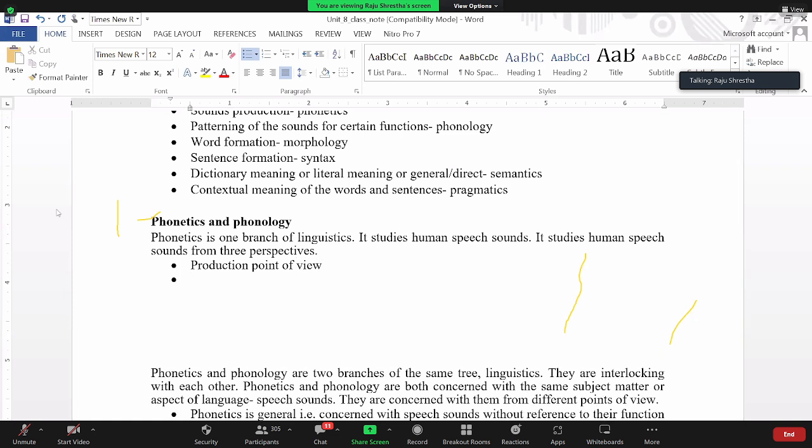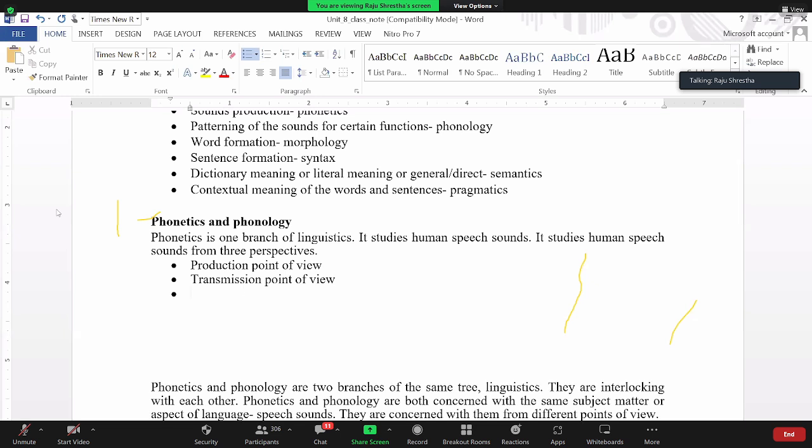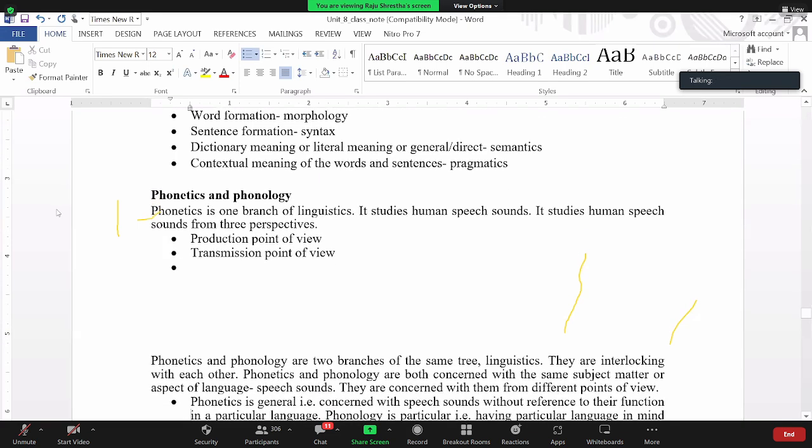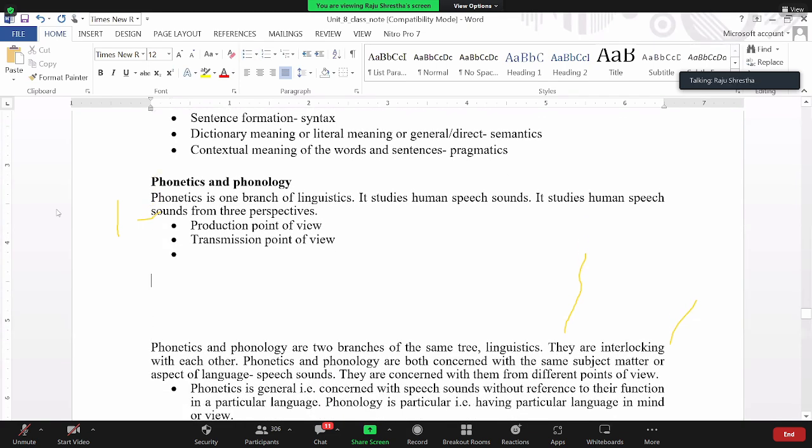Another is the transmission point of view. Another is the perception point of view. Phonetics is one branch of linguistics.